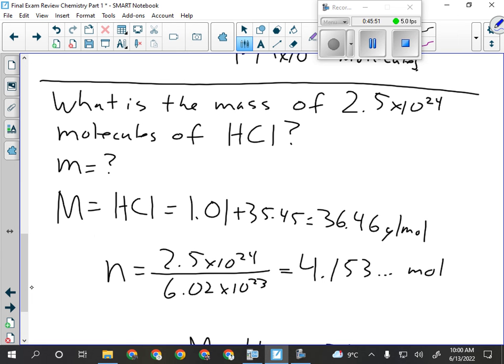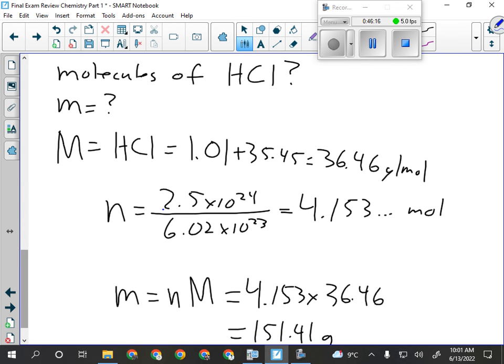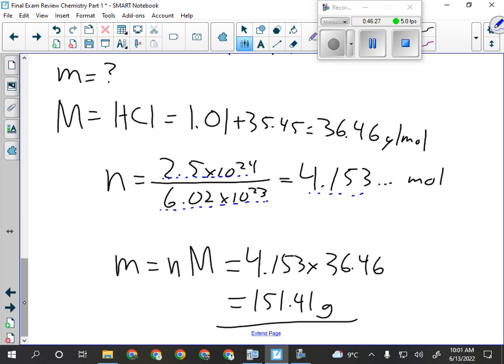So if I'm looking for the mass and they give me the number of molecules, that's when I have to use Avogadro's number. Or if they ask me to find the number of molecules, then I also have to use Avogadro's number. In this case, they gave me the number of molecules, so I'm going to first calculate the molar mass of hydrogen chloride, so that's just adding the two together, and then I'm going to calculate the number of moles. I'm going to take the number of molecules and divide it by Avogadro's number. That gives me 4.153 moles. Then I can take that, put it in the mole equation, and solve for mass. So mass equals n times big M.